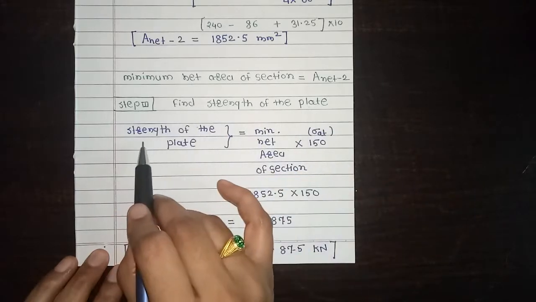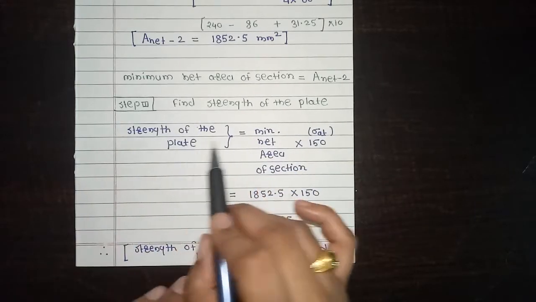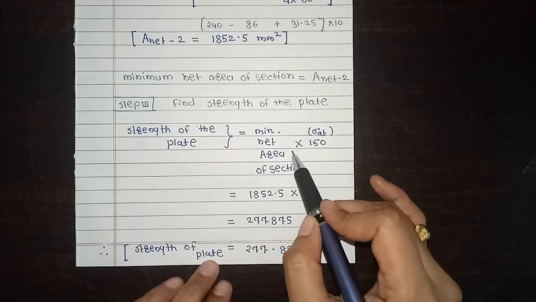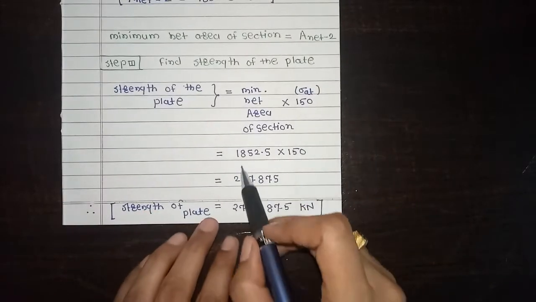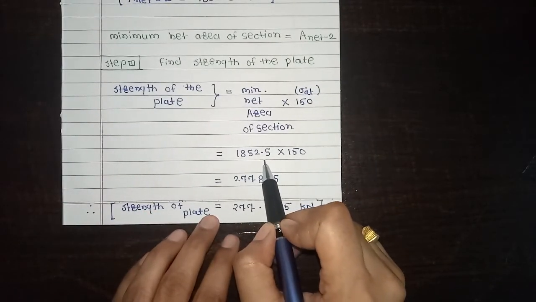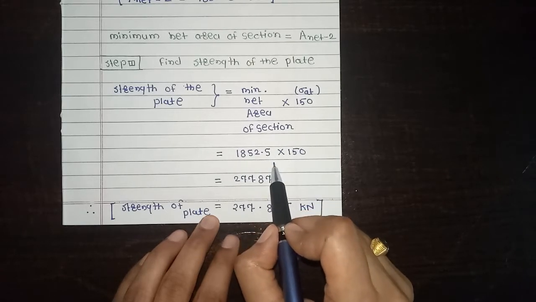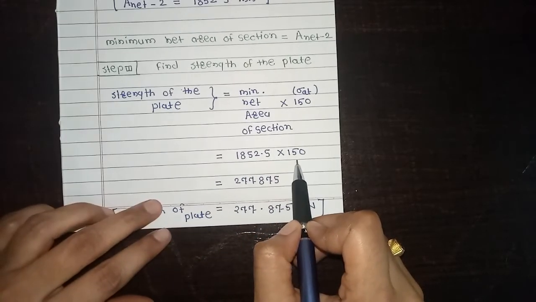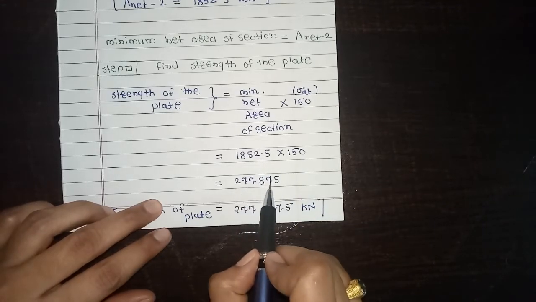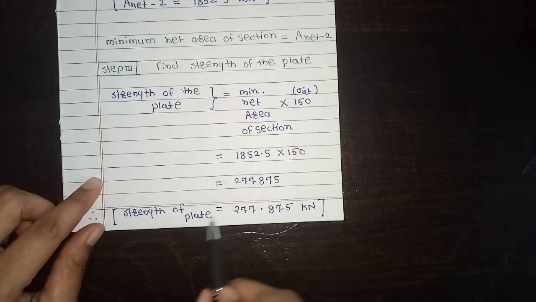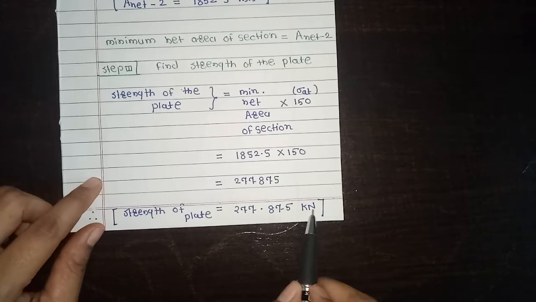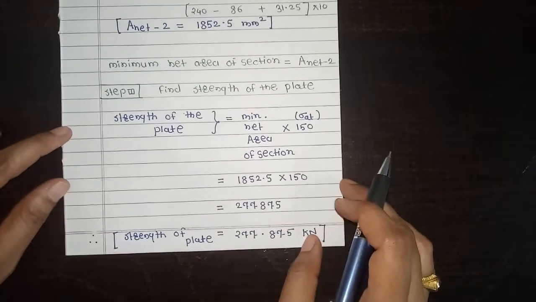So step 3rd, calculate strength of plate. Strength of plate is given by minimum net area of section into sigma at. So minimum net area of section is 1852.5 into 150. Then we get 277875 Newton. So convert in kilonewton, divided by 1000. Then we get strength of plate is equal to 277.875 kilonewton. Okay, thank you.